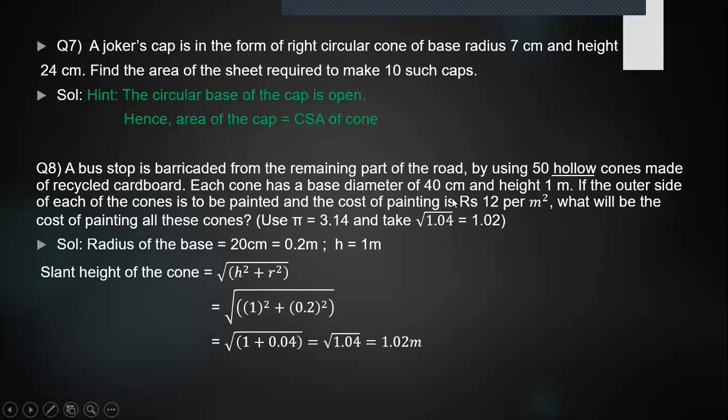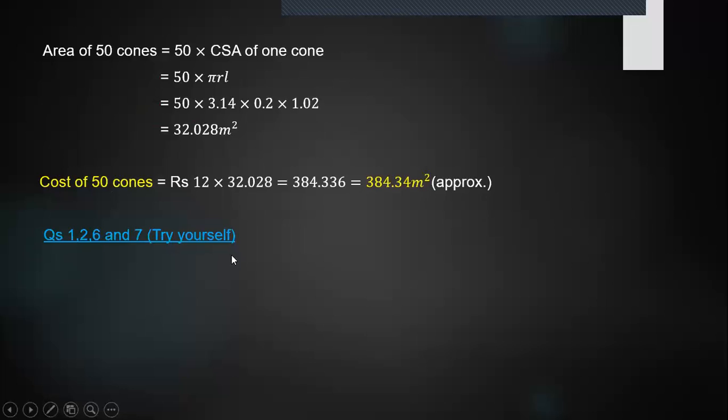Now, when this value of root of 1.04 is given to you in the question, it is a clear indication that somewhere in the working of the question, this value is going to appear. Now, the radius of the base is 20 centimeters, which is being converted to 0.2 meters. Height is already in meters. So the slant height of the cone by the formula is root of 1.04, and the value is already given to us in the question. So that's 1.02 meters.